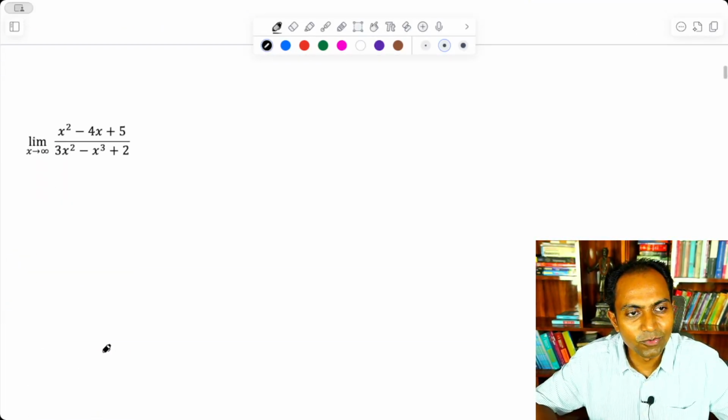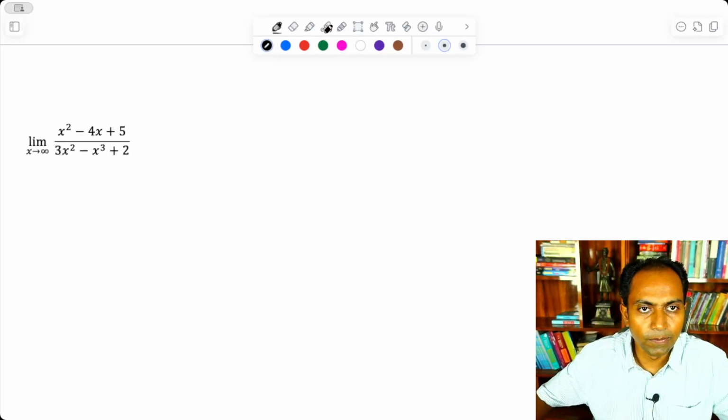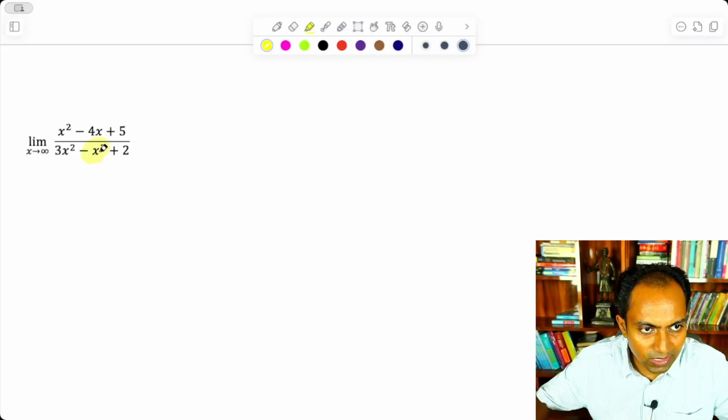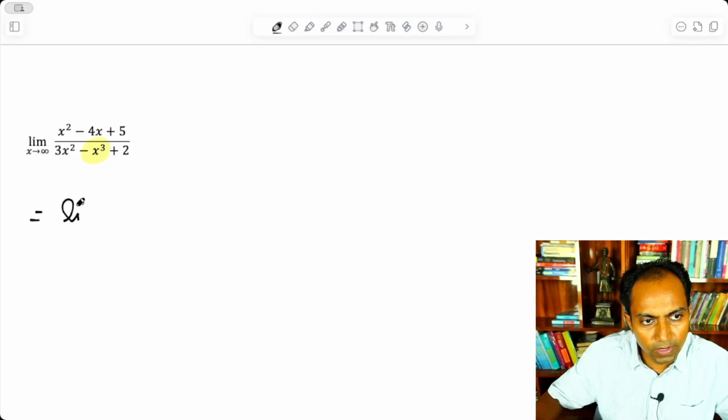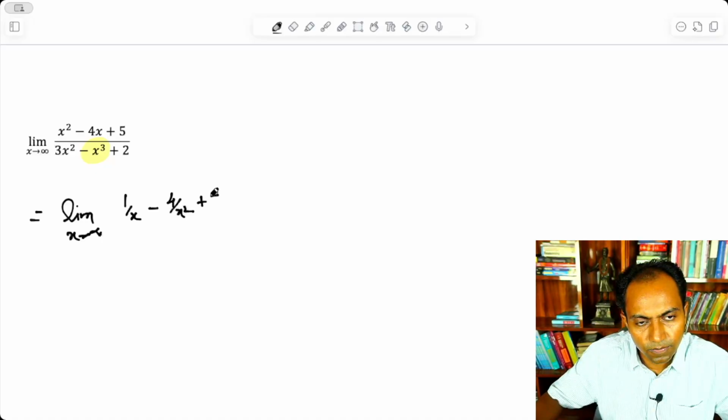Let us look into one more question that is given to us. The important thing to be noted here is that the highest power in the denominator is x cube. So now we are going to divide numerator and denominator using this x cube. This becomes 1 by x minus 4 by x square plus 5 by x cube. The denominator will become 3 by x minus 1 plus 2 by x cube.